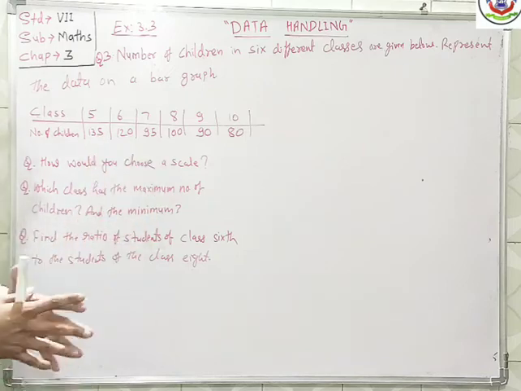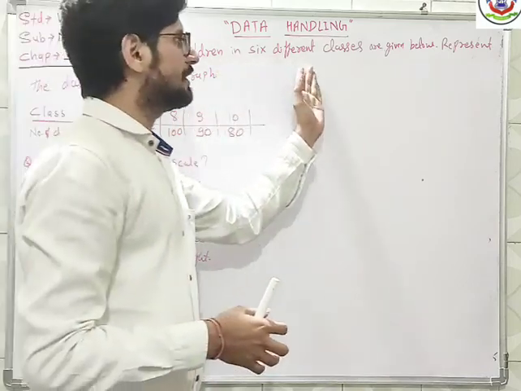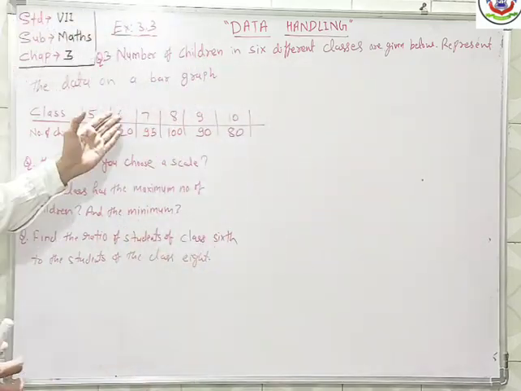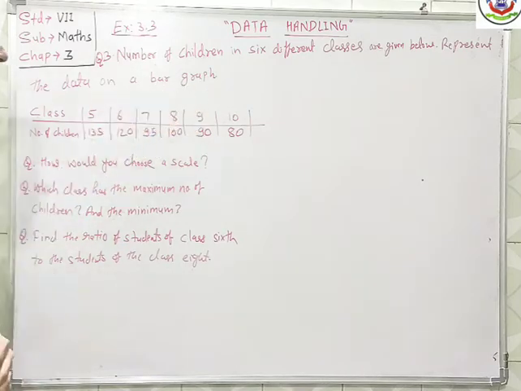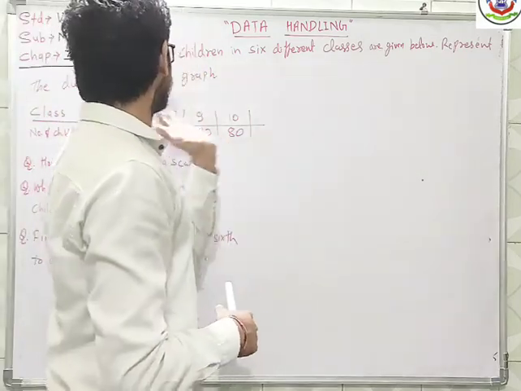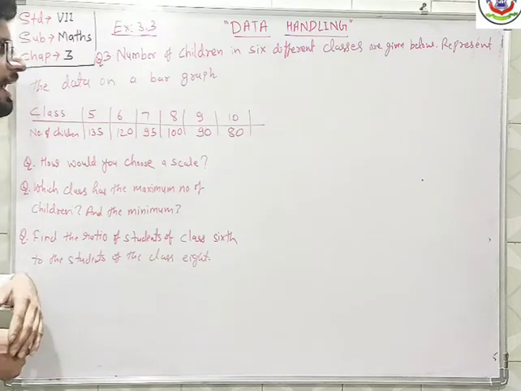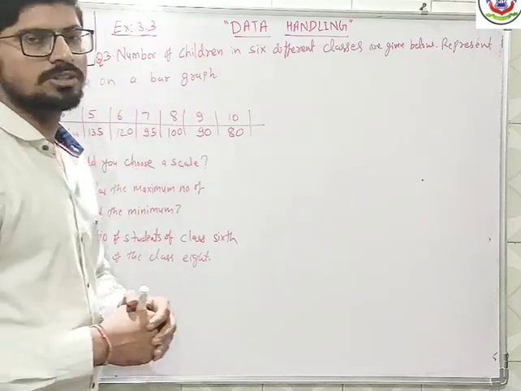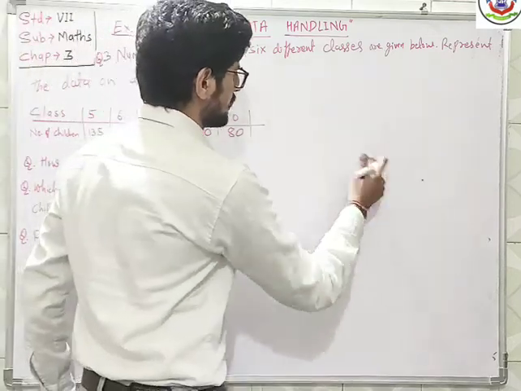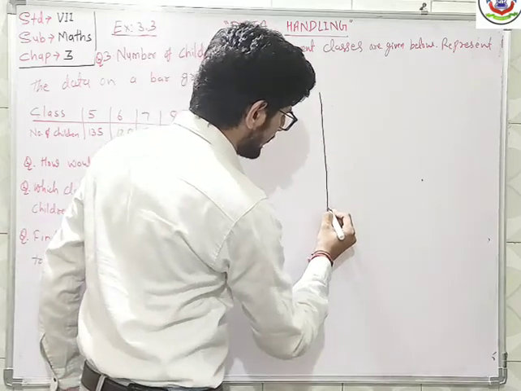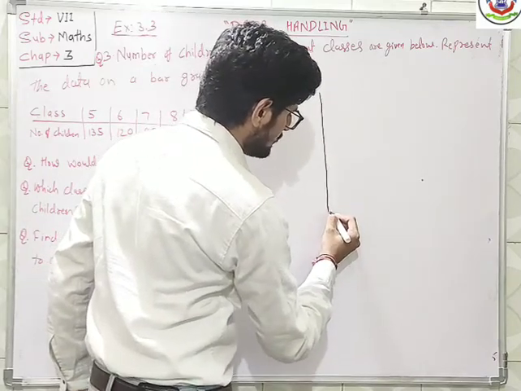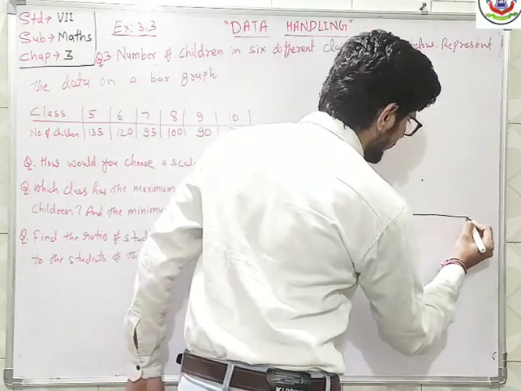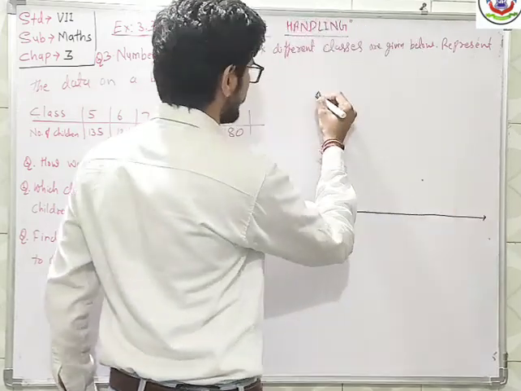The number of children given is for 6 different classes: 5th, 6th, 7th, 8th, 9th and 10th. Then we have to represent the data on a bar graph. So in a bar graph you have two axes, one is the x axis and the second one is the y axis.